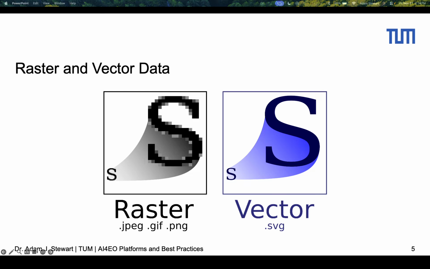Whereas with vectors, because we're storing the mathematical shape, you can zoom forever and the shape doesn't change, especially if it's just like a square. No matter how close you zoom to the corner, it's still a square. It's not going to change.